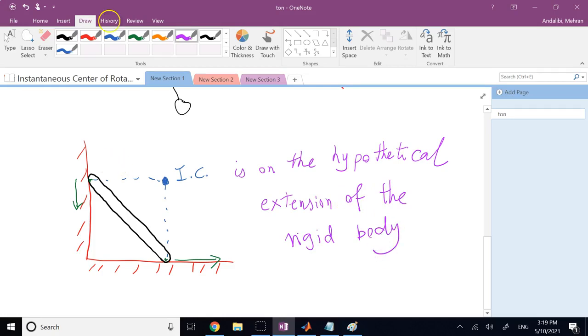Which means basically if you could make your rigid body a little bit bigger, like make it something like this, make it a rectangular object, right? Instead of that, you made it something like this. Now you could say your point temporarily is rotating about that pivot point just at this moment. Okay, so not always your instantaneous center is on the physical rigid body. Sometimes you have to extend it hypothetically to make the instantaneous center fall on that hypothetical extension.